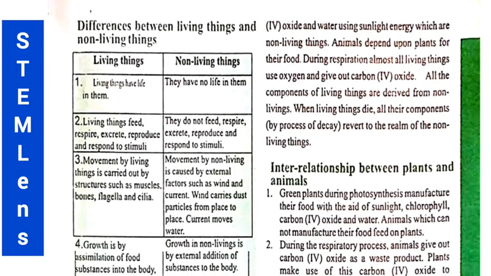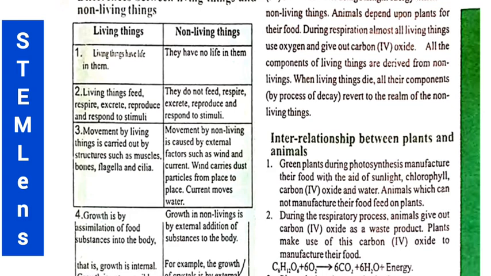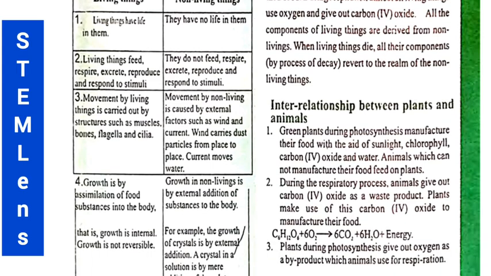Alright, so now moving to differences between living things and non-living things. Number 1, living things have life in them, non-living things don't have life in them. Number 2, living things feed, respire, excrete, reproduce, and respond to stimuli. Non-living things do not feed, respire, excrete, reproduce, or respond to stimuli. Number 3, movement by living things is carried out by structures such as muscles, bones, the locomotor system, flagella, cilia, while movement by non-living things is caused by external factors such as wind and current.